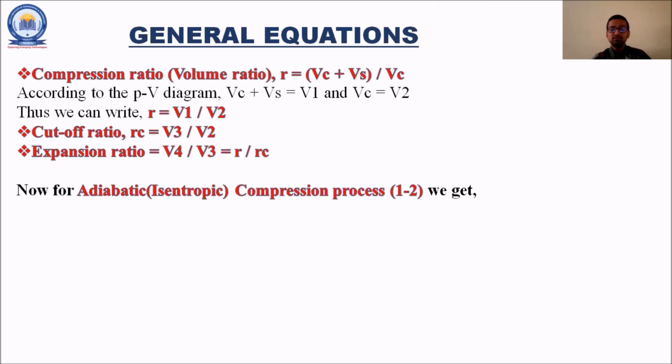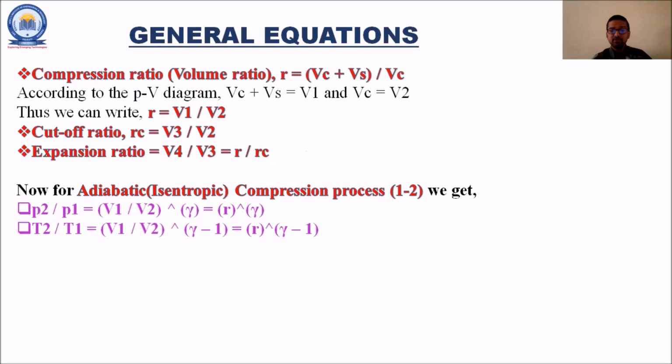Let us proceed further. Now for the adiabatic, that is reversible adiabatic, isentropic compression process, that is process 1 to 2, writing down the equations for the adiabatic process: P2 by P1 is equal to (V1 by V2) raised to gamma, so that is r raised to gamma. Similarly, T2 by T1 is equal to (V1 by V2) raised to gamma minus 1. Again, V1 by V2 is equal to r, so the answer becomes r raised to gamma minus 1.